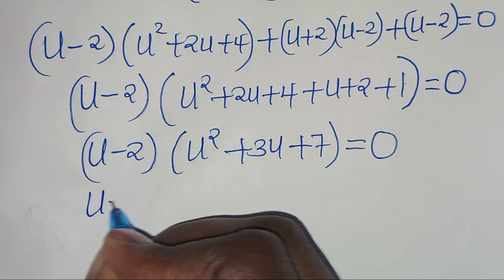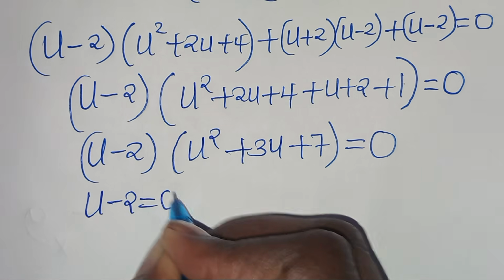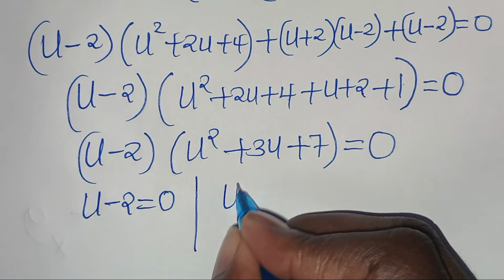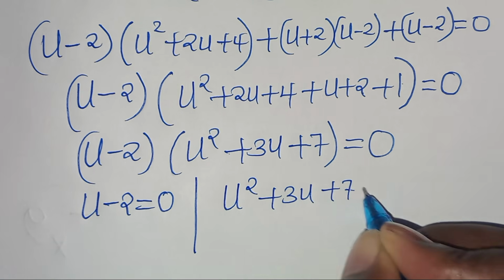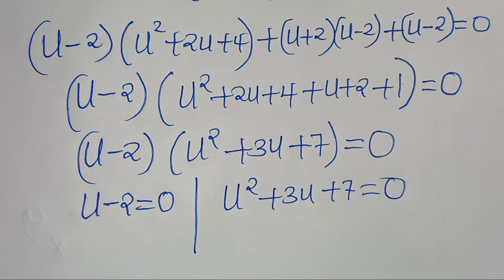Now we have got two parts here. We have u minus 2 equal to 0. Then we have u to the power of 2 plus 3u plus 7 equal to 0.